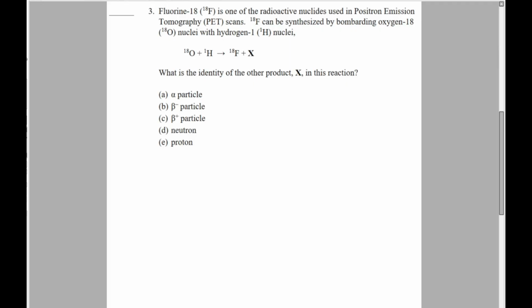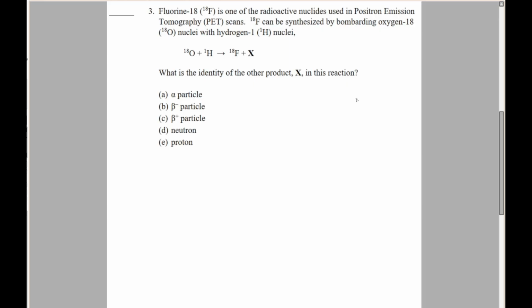3. Fluorine-18 is one of the radioactive nuclides used in positron emission tomography, PET scans. Fluorine-18 can be synthesized by bombarding oxygen-18 nuclei with hydrogen-1 nuclei, and we're given this equation, and we're asked, what is the identity of the other product X in this reaction?